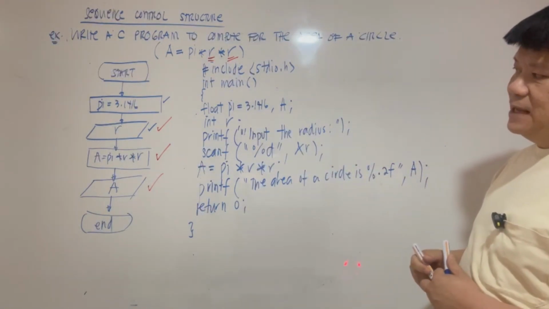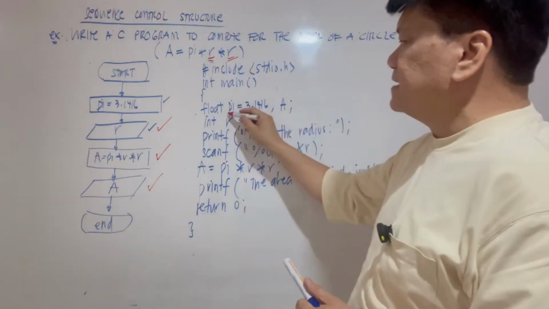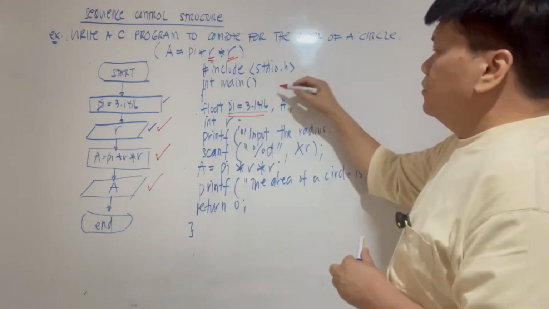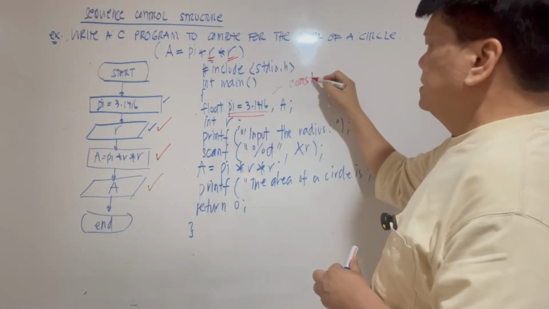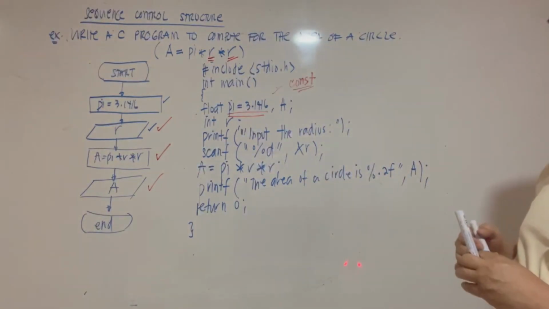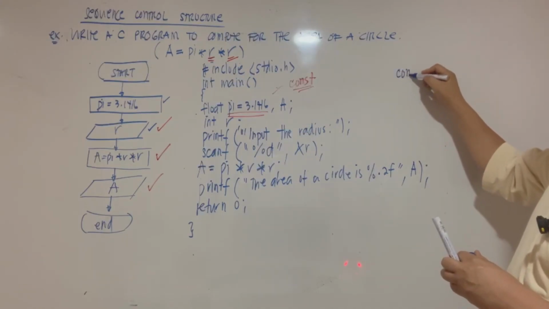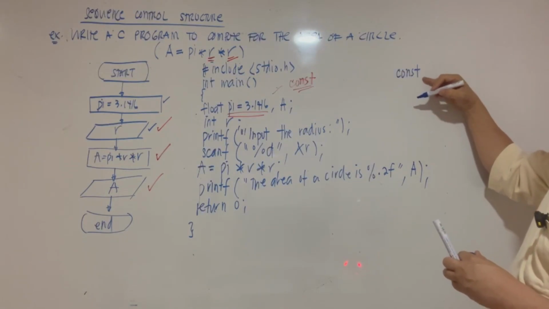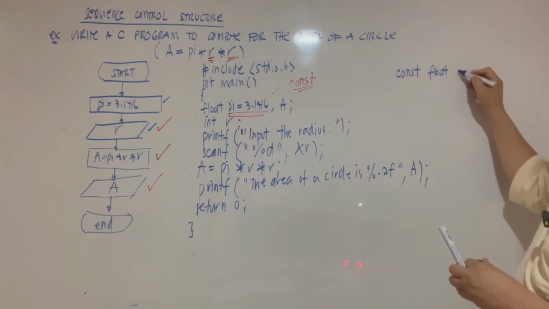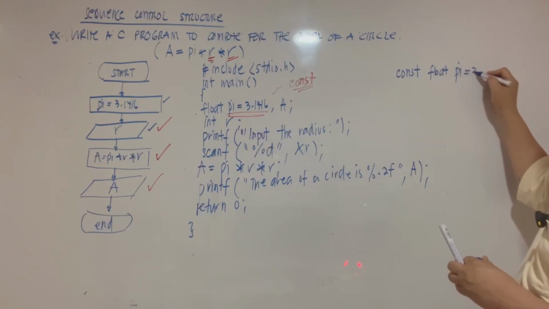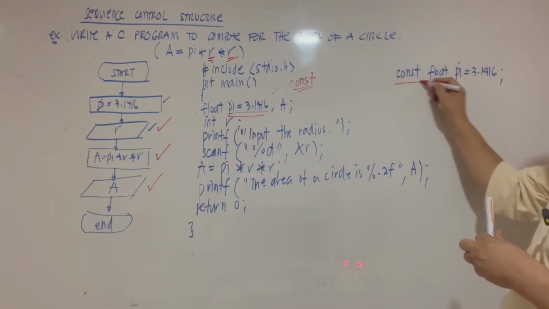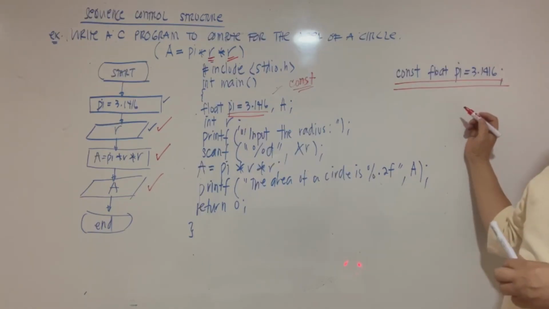You can actually also declare this as a constant. So we have constant declaration in C. We can make use of const. So for the constant declaration, we have the reserved word const, and then space, the data type, which is float, then followed by the variable pi, then the value 3.1416. So that's how you do constant declaration in C.